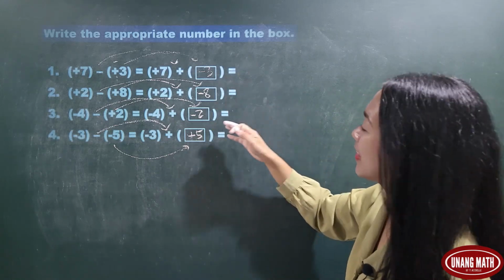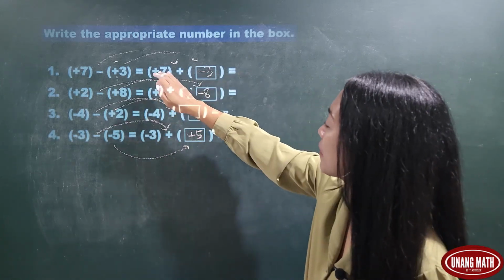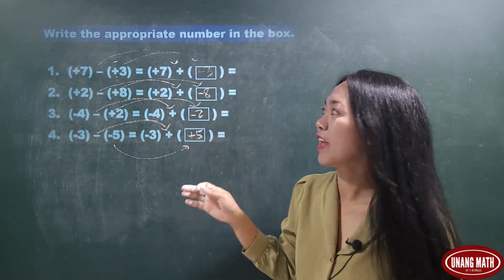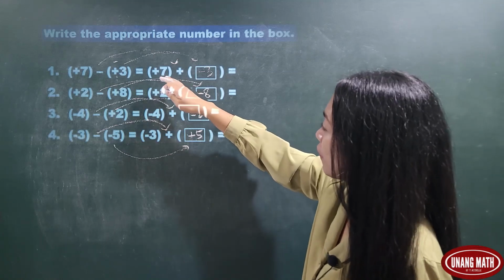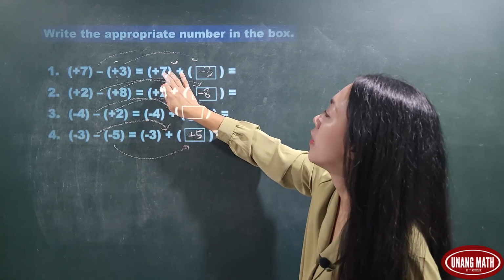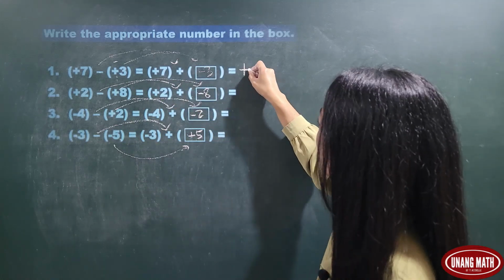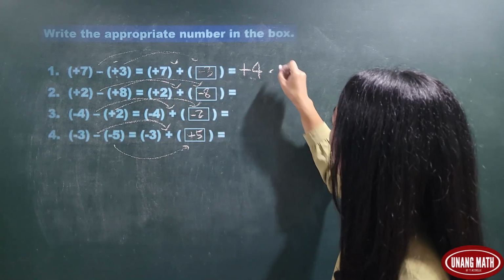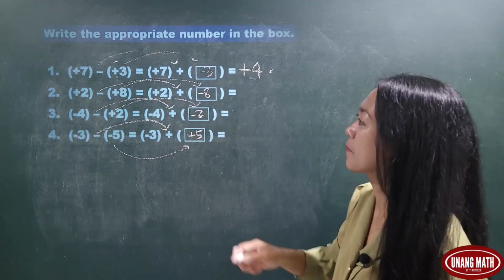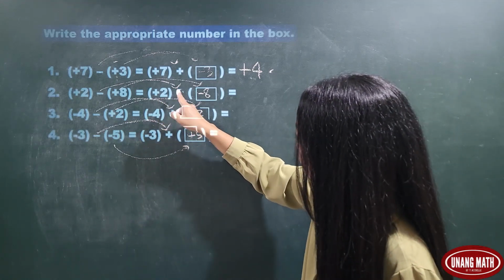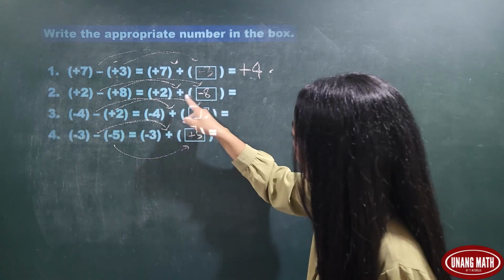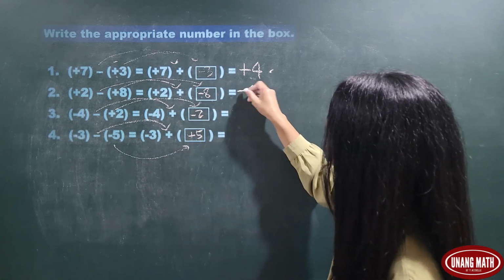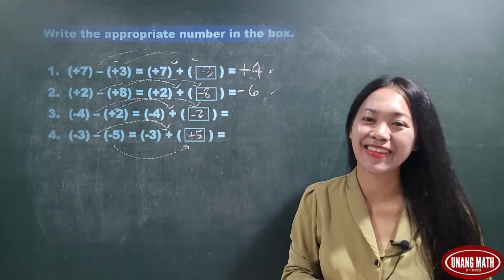Let's proceed in adding these numbers. Positive 7 plus negative 3. Positive and negative numbers, we need to follow the sign of the larger number, positive. So our answer must be positive. Get the difference, 7 minus 3, 4. So the answer is positive 4. How about number 2? Positive 2 plus negative 8. Get the difference, 8 minus 2, 6. Follow the sign of the larger number, negative. So the answer is negative 6.